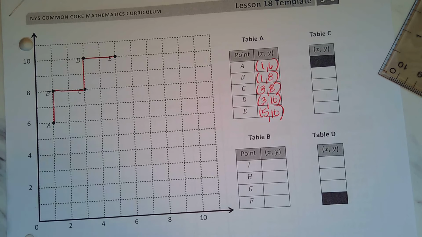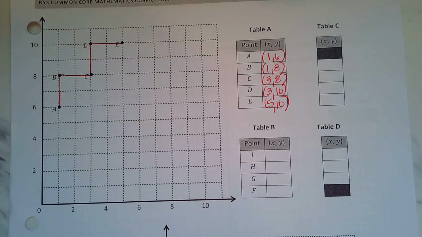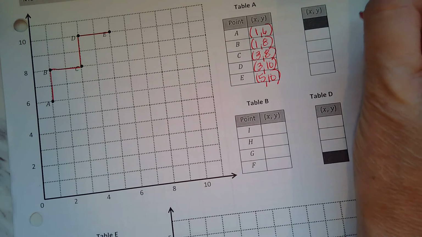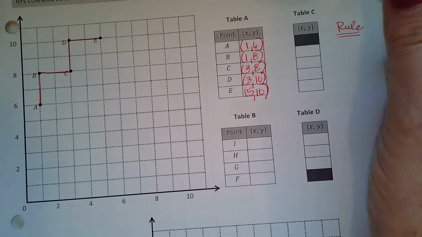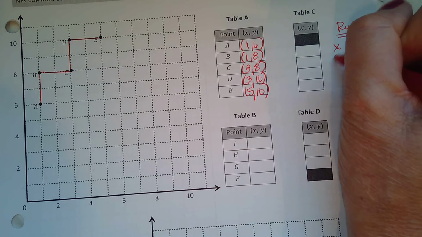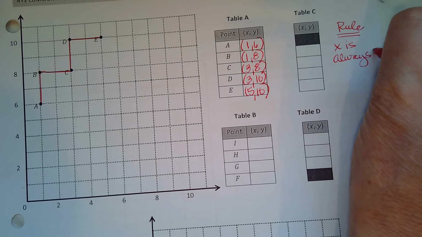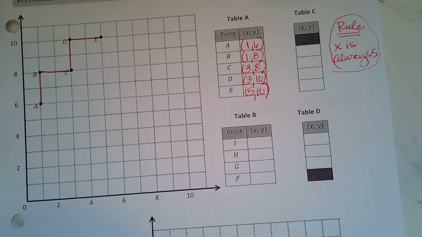So what I want you to do next is use your ruler or set square or straight edge to construct a line of symmetry, and I want you to label it L. Okay, now here's the rule. You have to create a line of symmetry for the rule X is always 5.